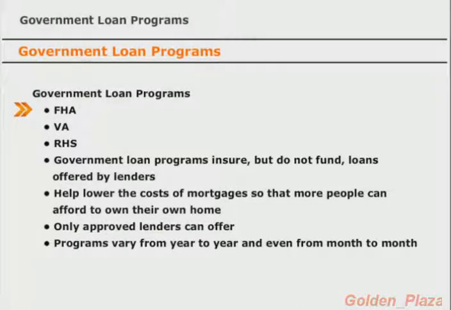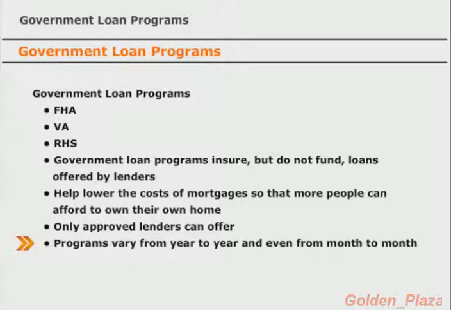There are 3 government agencies that insure mortgages: the Federal Housing Administration, or FHA, which is part of HUD, the Veterans Administration, or VA, and the Rural Housing Service, or RHS, which is a branch of the U.S. Department of Agriculture. These government loan programs insure but do not fund loans offered by lenders. Government housing loan programs help lower the cost of mortgages so that more people can afford to own their own home. Only approved lenders can offer these loans, and the property to be purchased has to meet certain standards in order to qualify. These programs vary from year to year and in some cases from month to month.